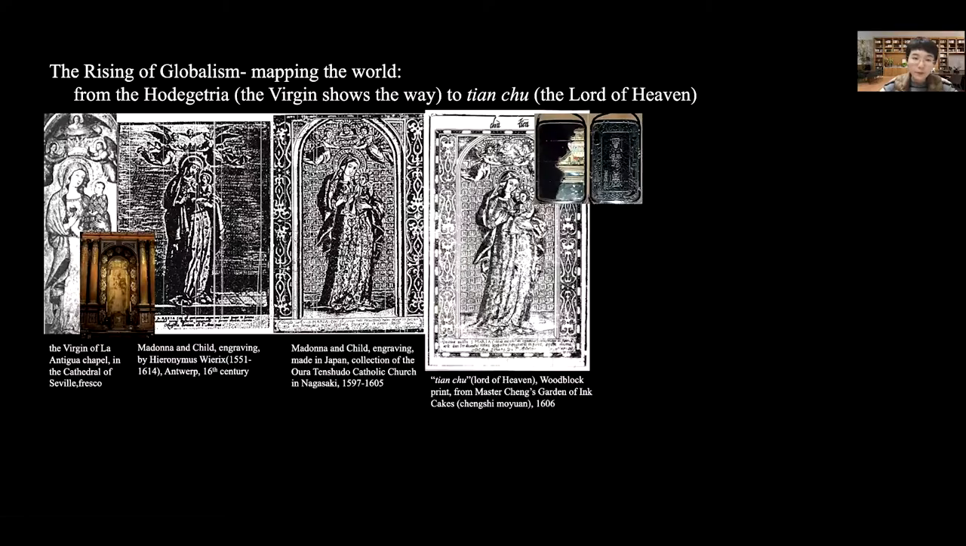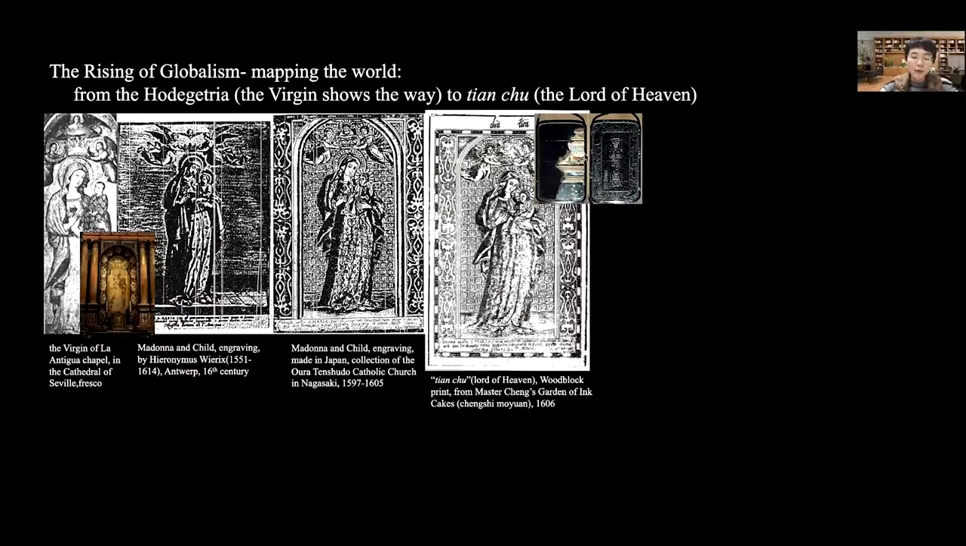Here we can track the worldwide travel of this icon, from the original secret large-scale fresco to a small mass-produced wood block on ink cakes, usually laying on Chinese literati's tables. Also, its original religious function transformed into commercial use. The audiences expanded from Christian worshippers to Confucian literati as well.